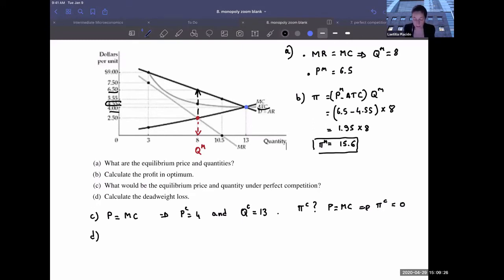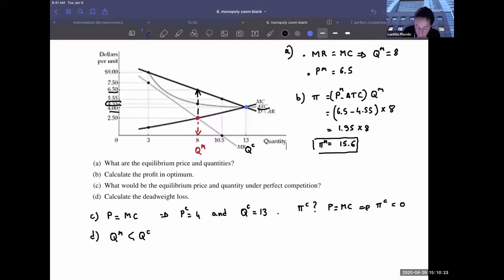Question D, calculate the deadweight loss. So what is the deadweight loss? Here we want to compare the equilibrium when we have a monopolist with the equilibrium under perfect competition. We know that the equilibrium under perfect competition is the one that maximizes the social welfare, that maximizes the total surplus. The equilibrium for a monopolist maximizes the profit of the monopolist, but it certainly doesn't maximize the social welfare or the total surplus. Why? Well, because the monopolist, let me just put QC here, produces way less than what is produced under perfect competition.